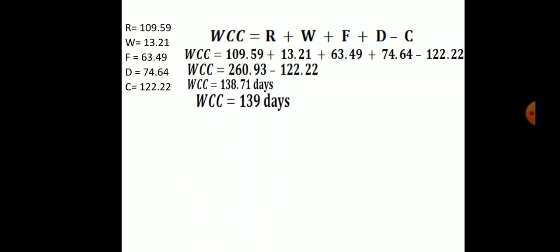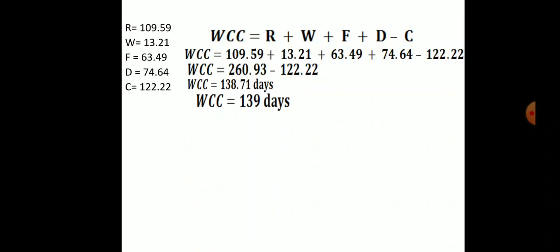Only in the working capital cycle, after calculating that, can you take it as a round figure. Before that, for raw material, work in progress and finished goods individually, we cannot take a round figure, because after completing one stage, the next stage starts immediately. But for the overall cycle it will take almost 138.71, so we can take it as 139 days.